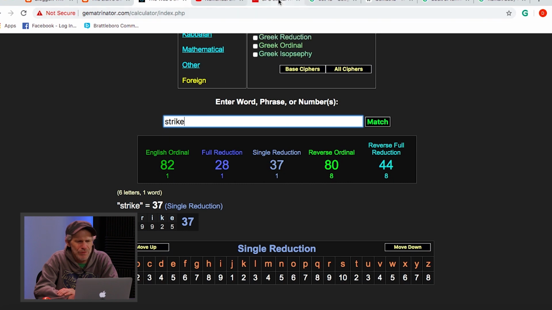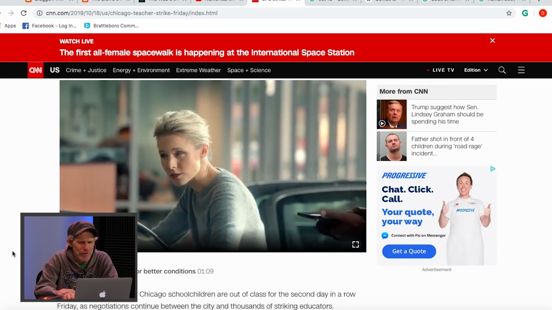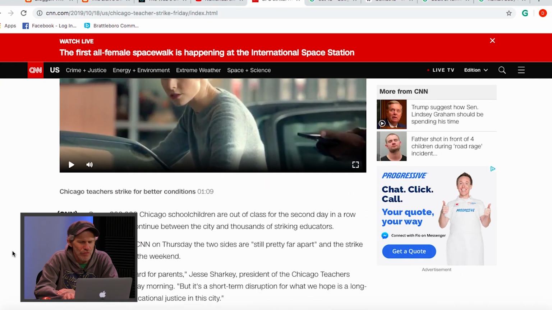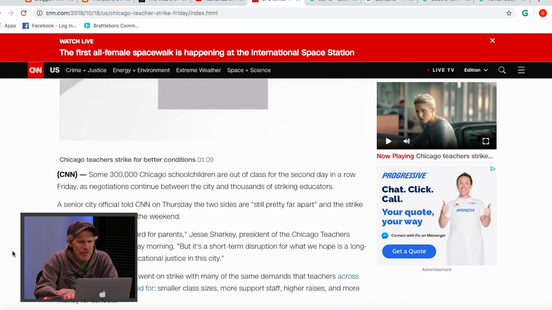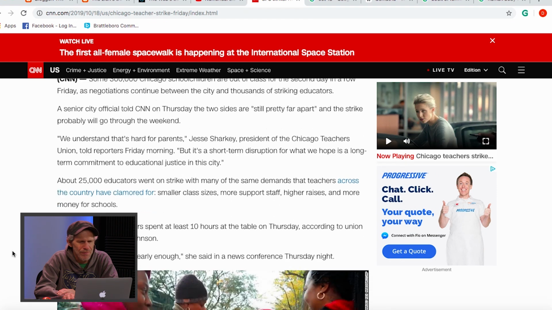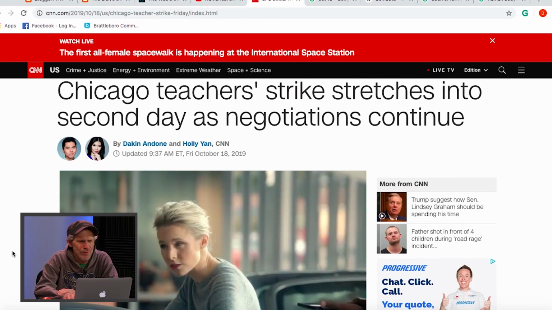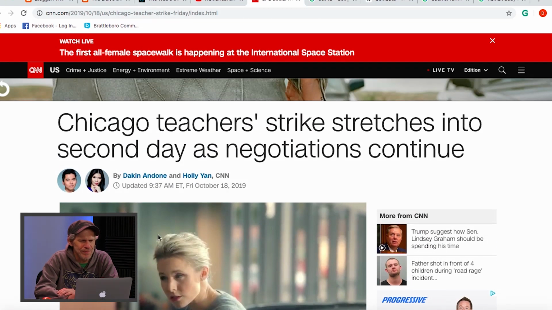You could go further in the article to find out more things about what's going on, like when did the strike start and all this stuff. But that's kind of enough to know that this is coded. Chicago, teacher strike, negotiations, right?